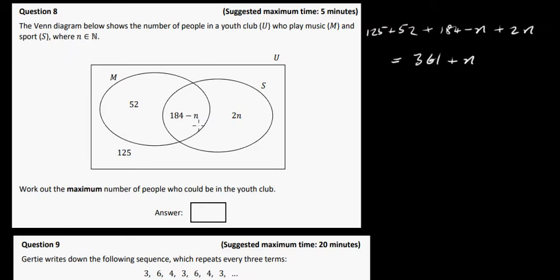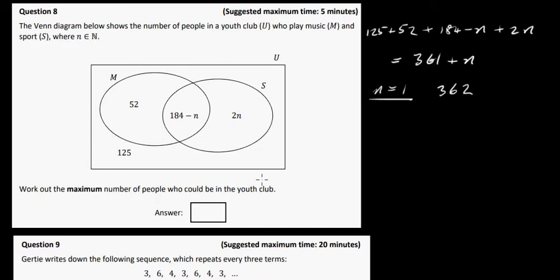Now n is a natural number, so the minimum that n can be is 1. So if you take n as 1 here, n is equal to 1, what do you get? You get 362. So 361 plus 1 will give you 362. This is the total number of people who could be in the youth club if n was 1.